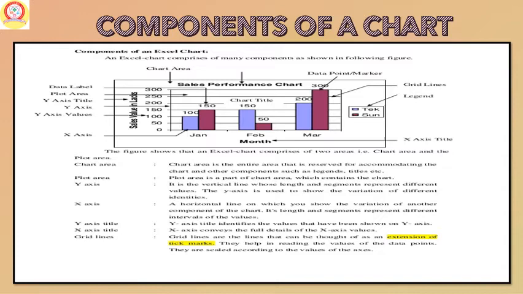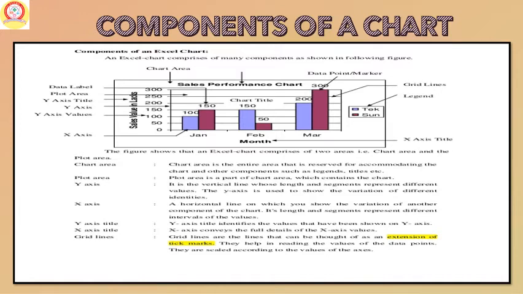Here it is surrounded by a dashed line. Plot area: it is a rectangular area bounded by two axes. The x-axis and the y-axis define the two sides of the rectangular plot area. Legend: it identifies the data series. A unique color or pattern is assigned to each data series to make it easier to distinguish them visually.